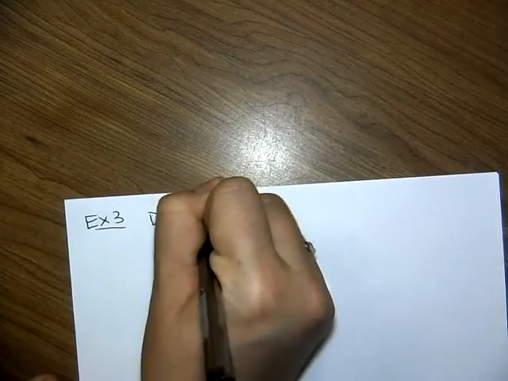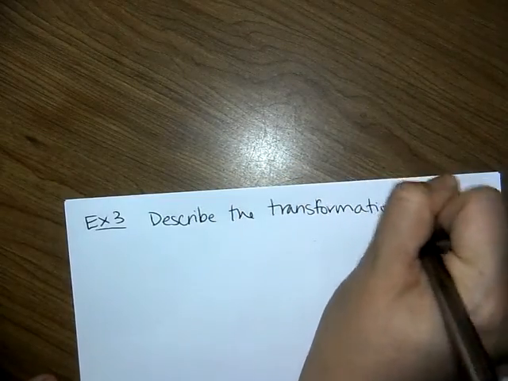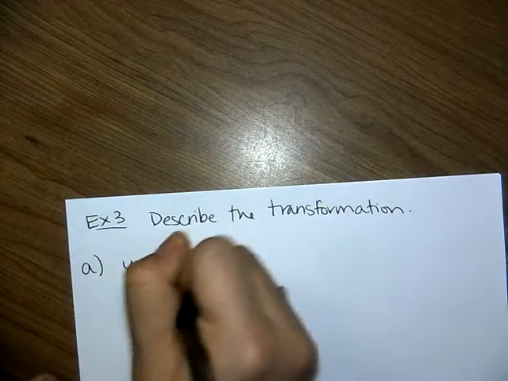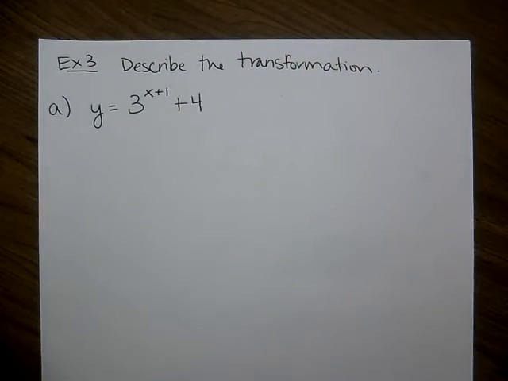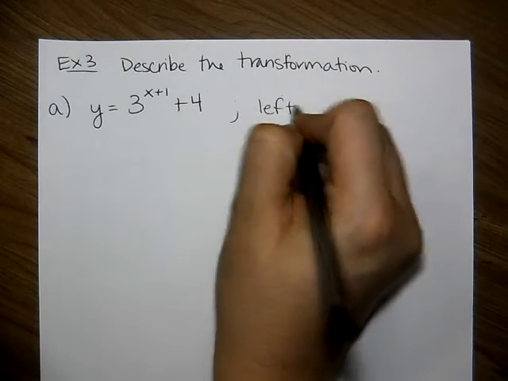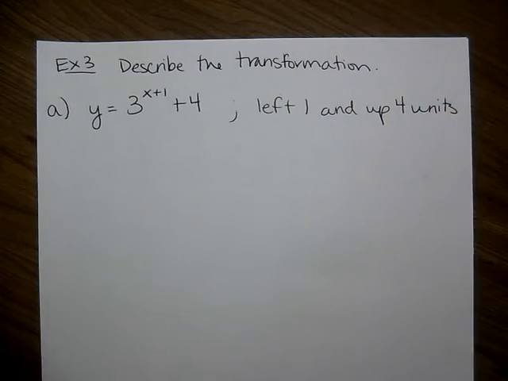Okay, so this is example 3, and we're just going to describe the transformation. So let's say we started with y equals 3 to the (x plus 1) plus 4. Everybody agree that the parent function is y equals 3 to the x? So you're going to kind of ignore the 3 and focus on that 1 and 4. So what is this doing? Isn't it moving left 1 and up 4 units? Everybody agree with that?